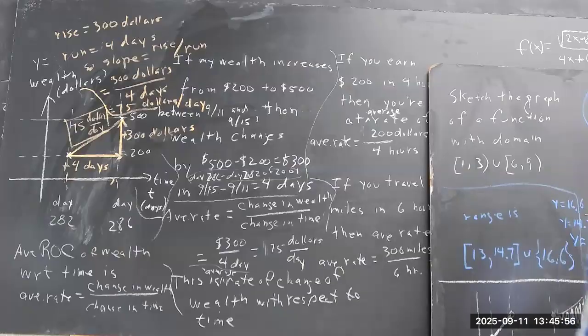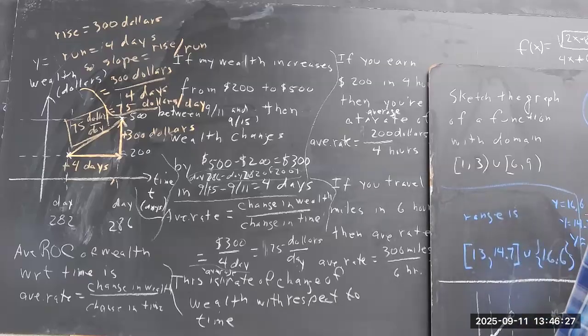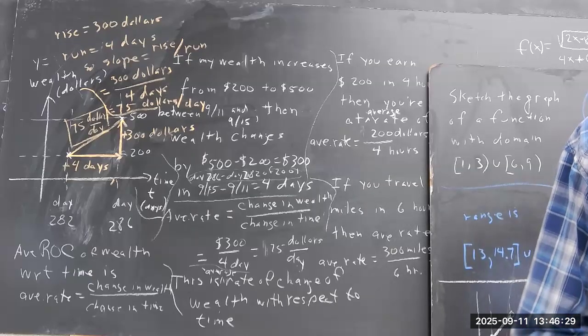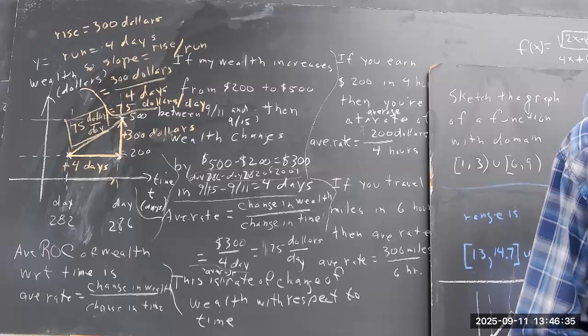Now, just by looking at that triangle and the labeling, you see pretty much everything you need to see. You see that it took 4 days for my wealth to increase by $300, and that the average rate of change, or the slope, because it is the average rate of change, is $300 over 4 days or $75 per day. And that was the average rate of change that we got using the definition of average rate of change. Okay? This is really important.